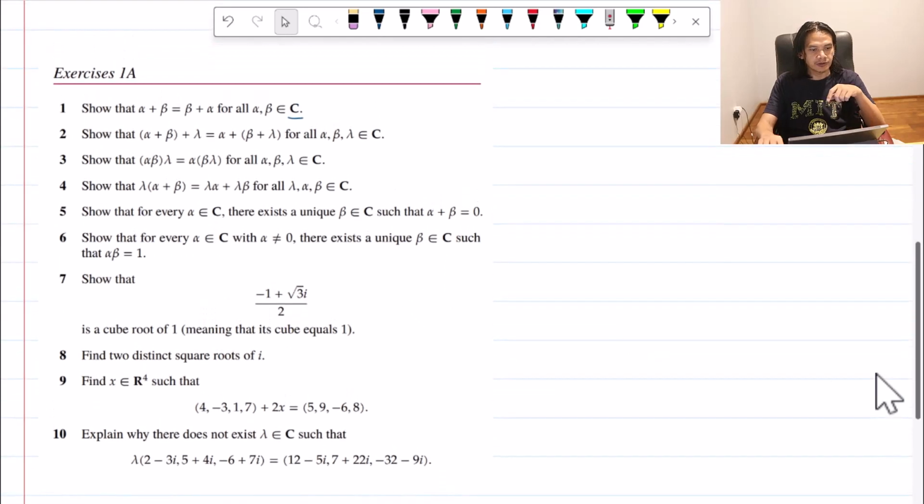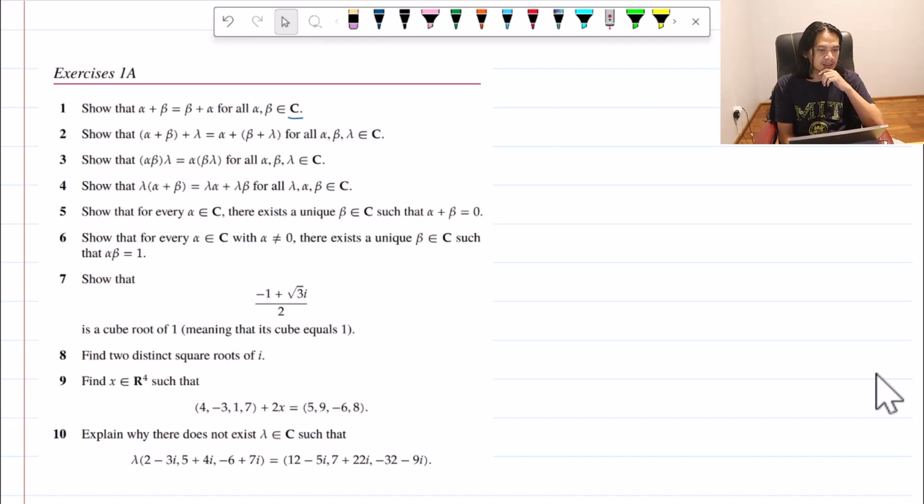For problem number 2, basically, we would like to show the property of associativity in complex numbers. This is also very straightforward. We just need to write down alpha, beta, gamma in the form of a plus bi, for each of alpha, beta, and gamma. And then the associativity of real numbers will be used to prove the associativity for complex numbers.